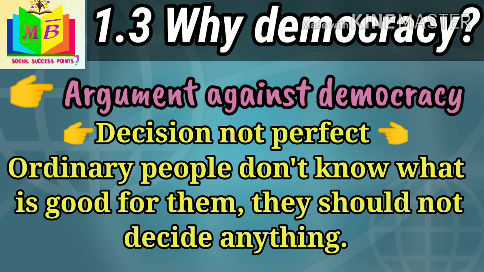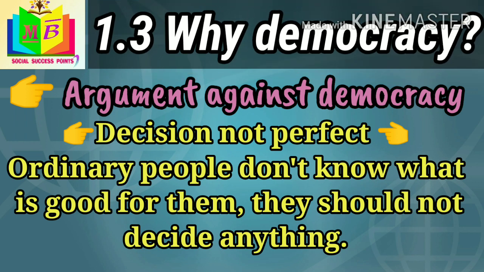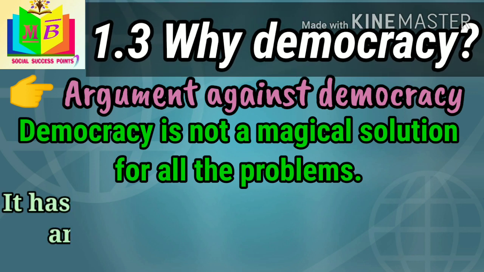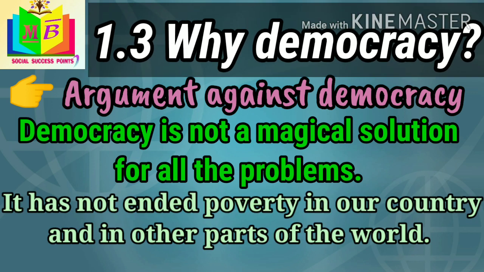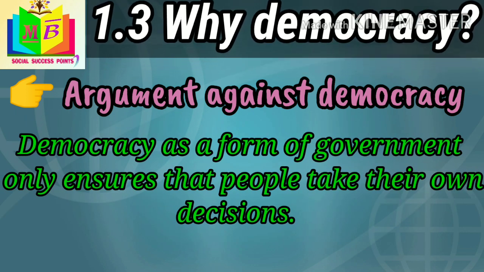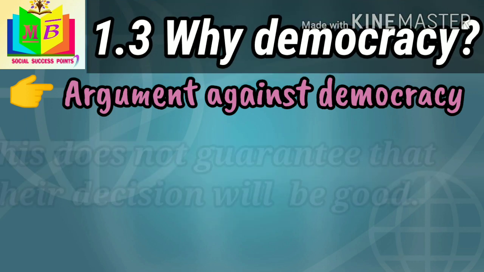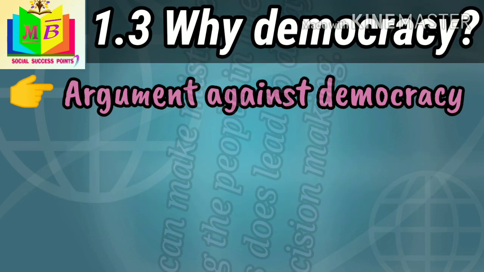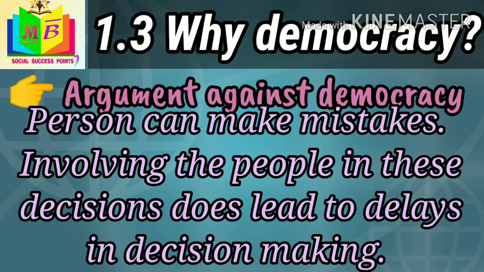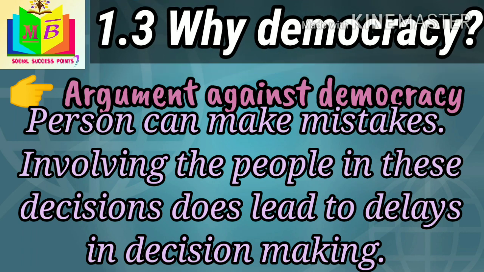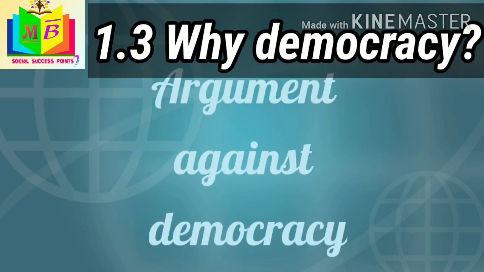Now there are many other arguments also against democracy, such as democracy is not a magical solution for all the problems. It has not ended poverty in our country and in other parts of the world. Democracy as a form of government only ensures that people take their own decisions. This does not guarantee that their decisions will be good, and people can make mistakes. Involving the people in decisions does lead to delay in decision making. So here we have seen the arguments against democracy.